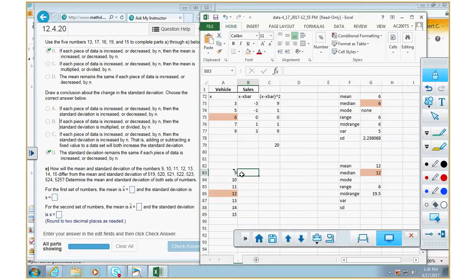Variance equals this guy minus the mean, square it, add it up. And that's equal to this guy divided by 6, which is n minus 1. And standard deviation is this guy raised to the 0.5 power.